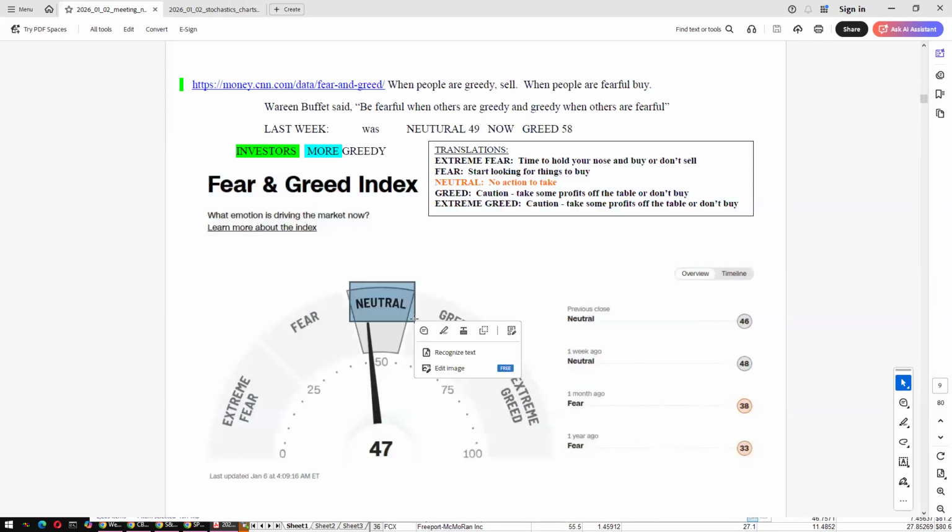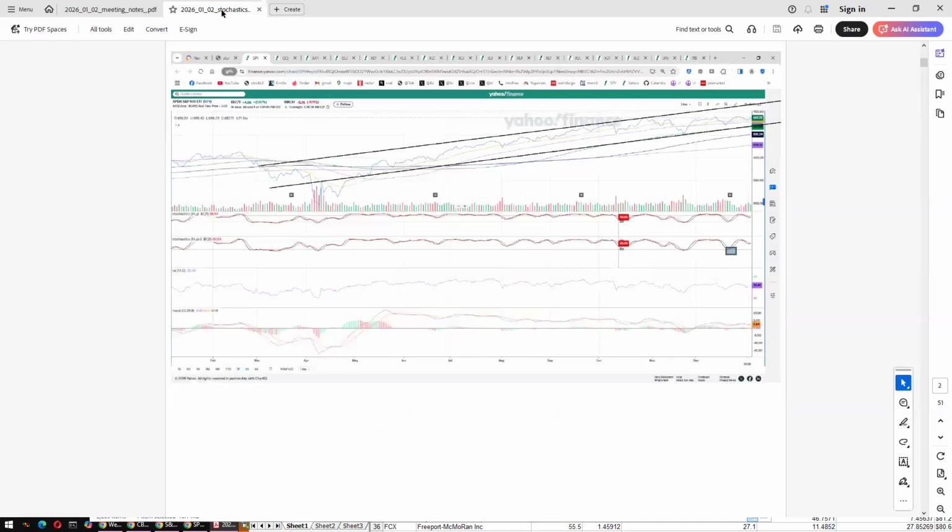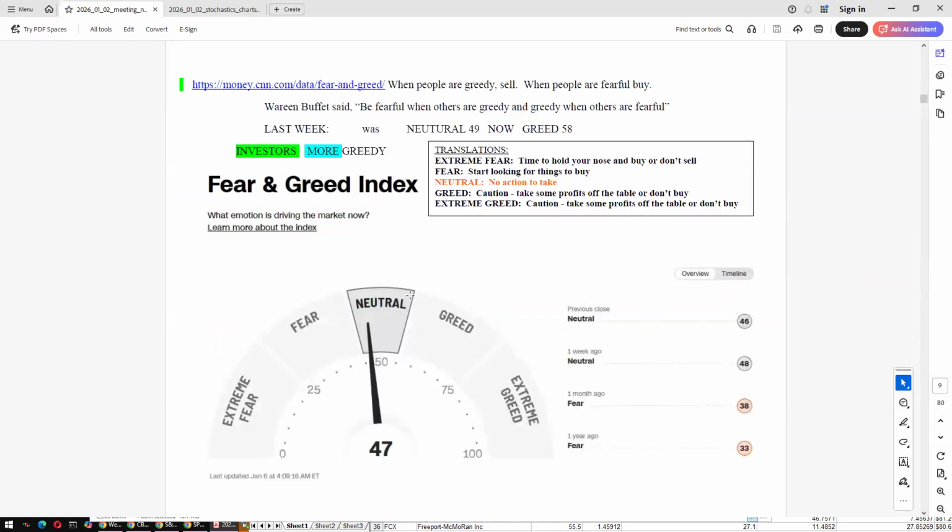We're right in the middle, and that kind of matches our stochastics, because right now we're in the middle of our buy range, our channels in the S&P 500. We are overbought, so it's not a good time to buy, and people are basically just taking it easy before the earnings come up.